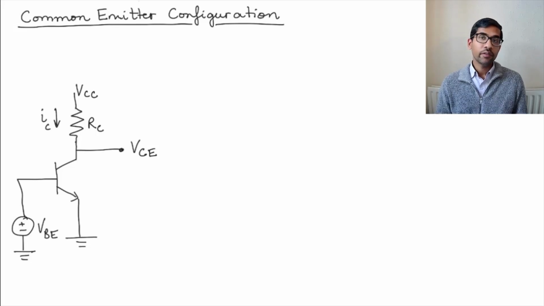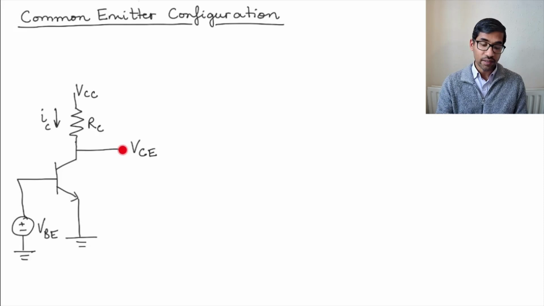Hi, in this video, I want to take a look at this circuit that I've drawn on the screen here. Now, this is called the common emitter configuration. One of the reasons why it is called the common emitter configuration is because the emitter here is connected to the ground. So it is basically the common point of your circuit. It is the point from where all the other voltages are measured.